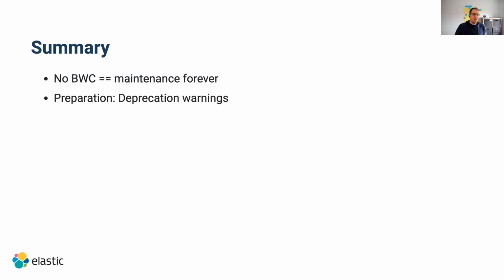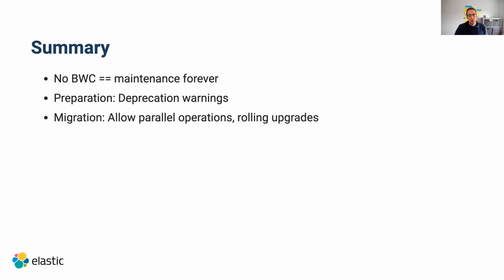You need to prepare users and tell them, look, this will happen when you upgrade. This will not work as expected anymore. We added those deprecation warnings for this. You need to provide some sort of migration path, also documentation of how to go there. What can you do? Can you do rolling upgrades? Can you do a parallel shutdown? These kinds of things. You need to be really good at documenting breaking changes.